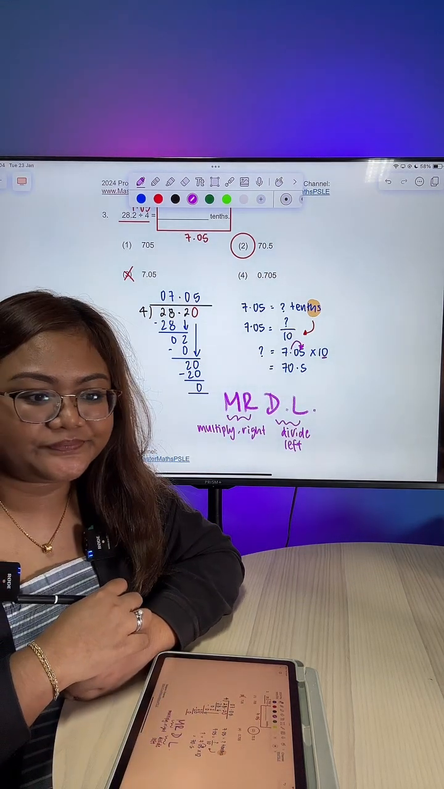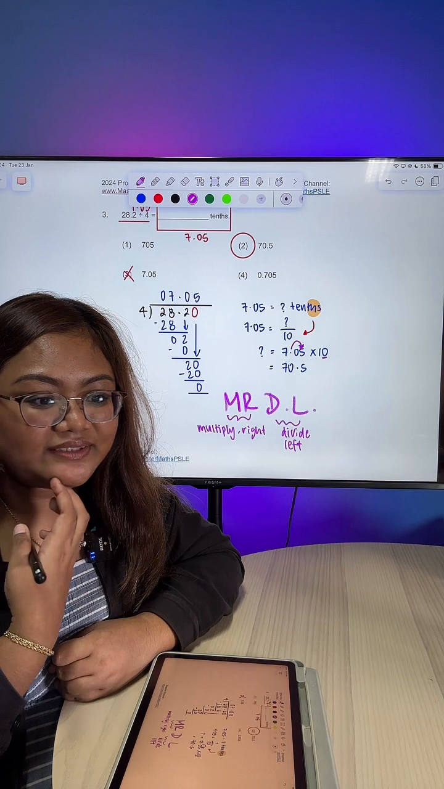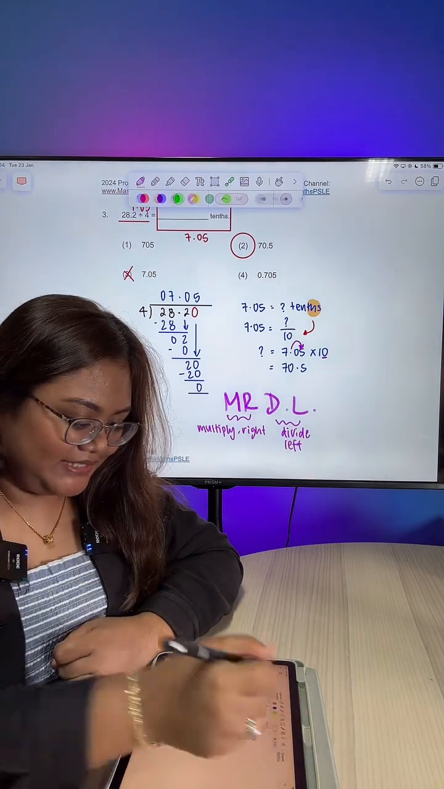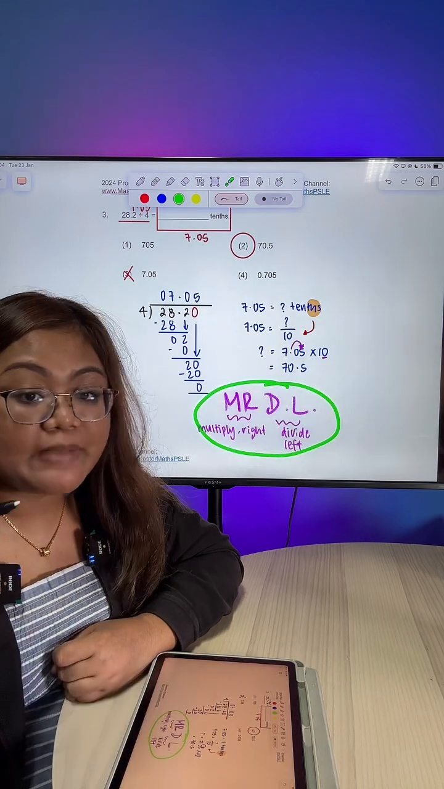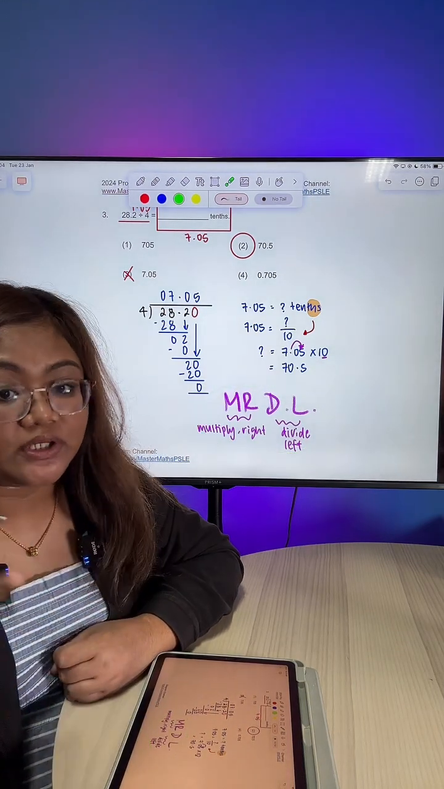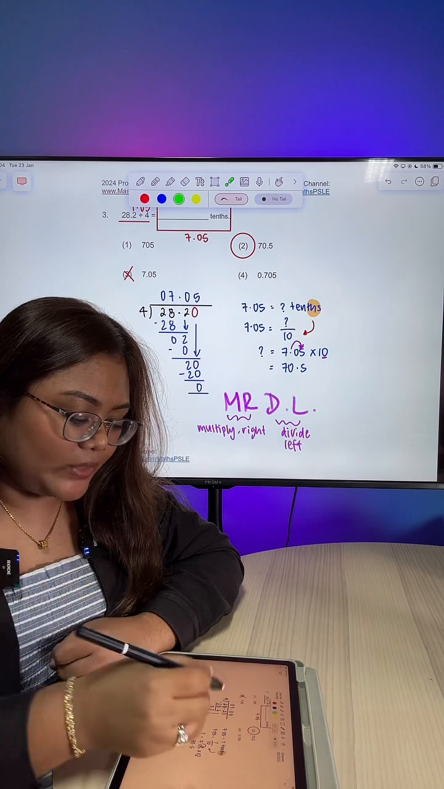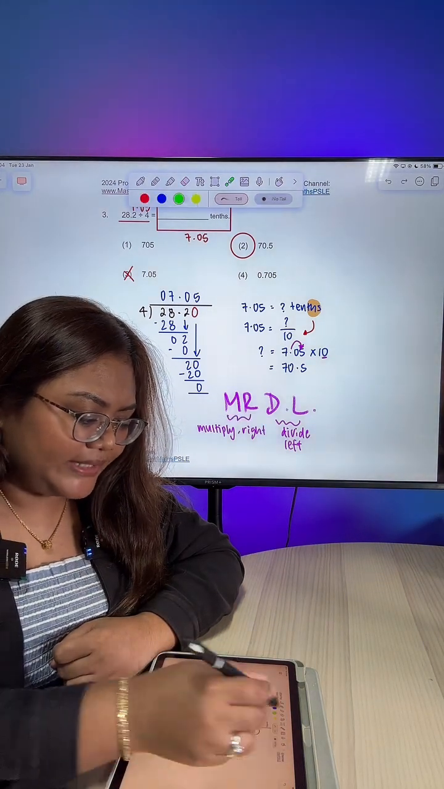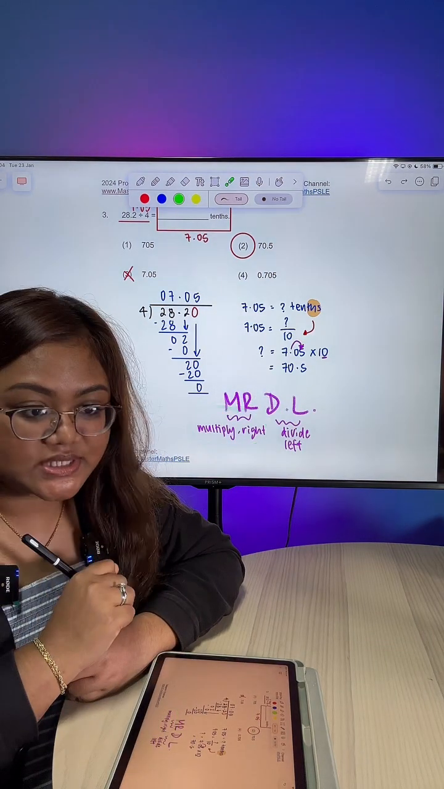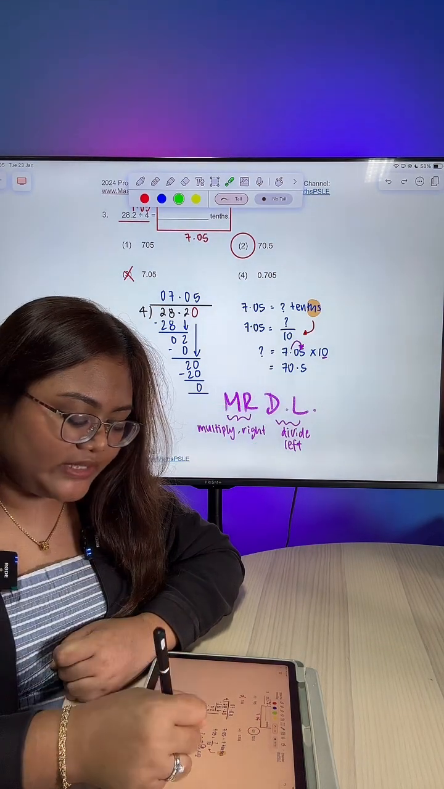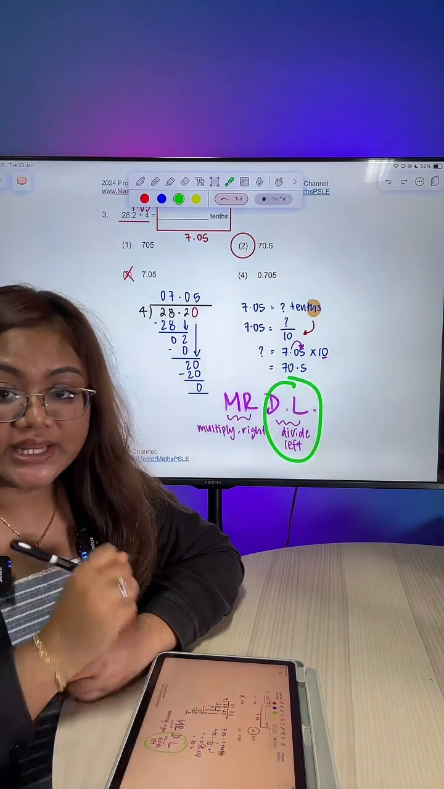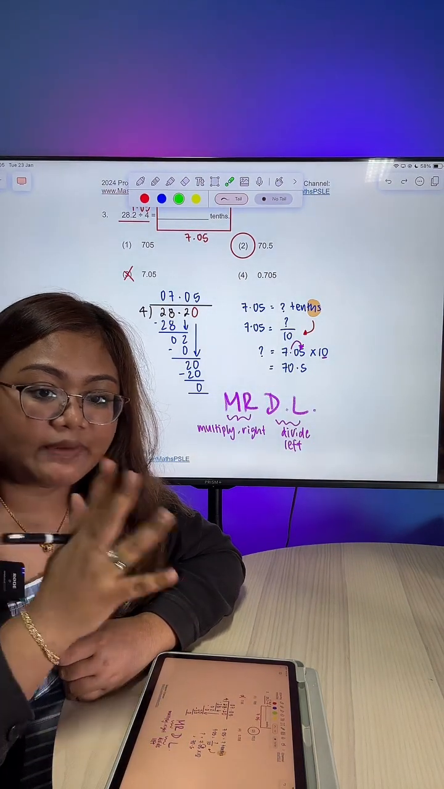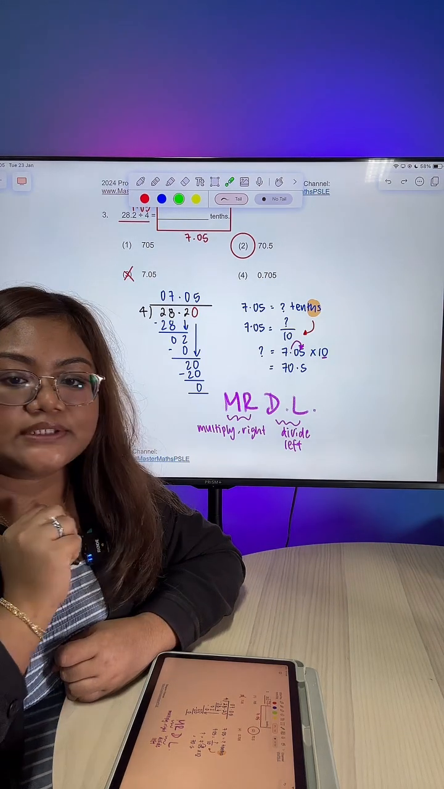Okay? Can follow? Okay, this is just one way to help you remember. When we multiply by 10 or 100 or 1,000, that means we are moving the decimal point to the right, either by one place, two places, or three places. And when we divide, we are moving the decimal point to the left, either by one place, two places, or three places, depending on whether it's divided by 10 or 100 or 1,000.